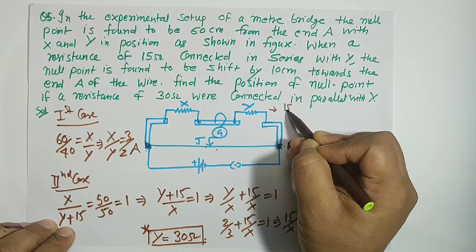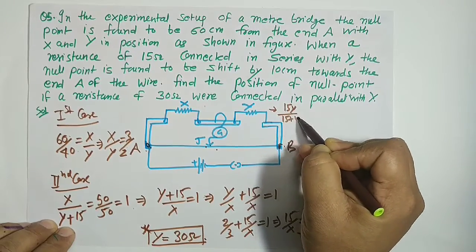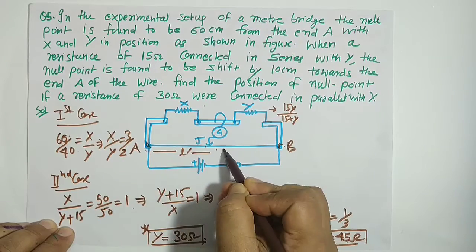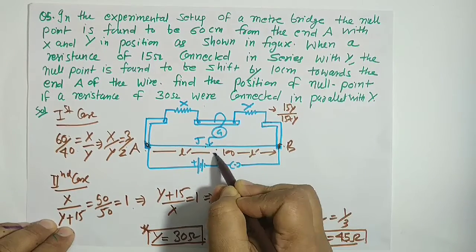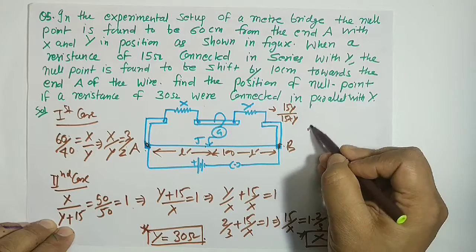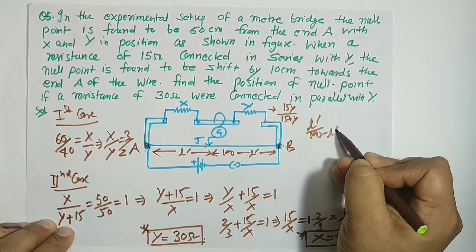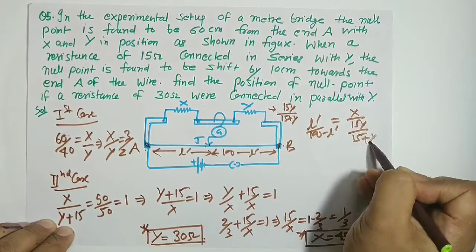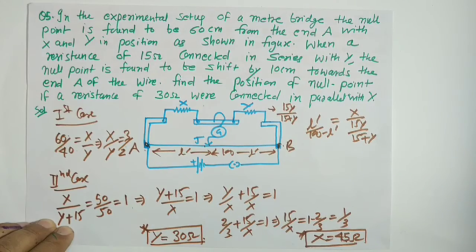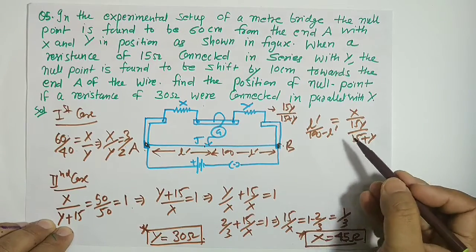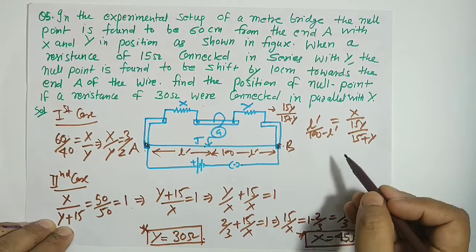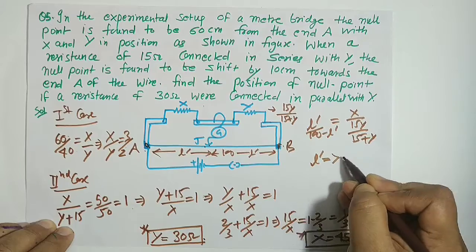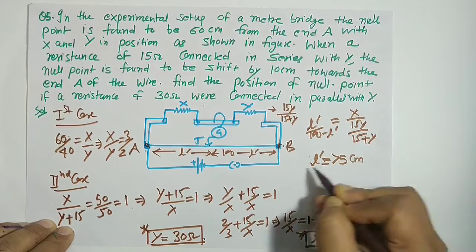Do you know? 15Y upon 15 plus Y. So that means if the length is say here L dash, the other will be 100 minus L dash. Okay, in that case, last case, I can write L dash upon 100 minus L dash is equal to X upon 15Y upon 15 plus Y. I think all of you got this equation. If you solve it, you will see that this length L dash will come 75 centimeter. You have to solve it.